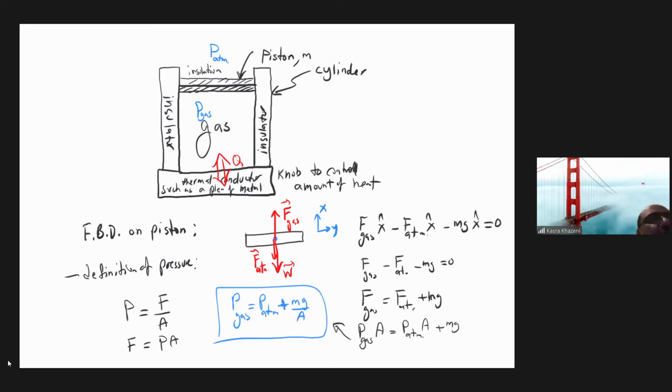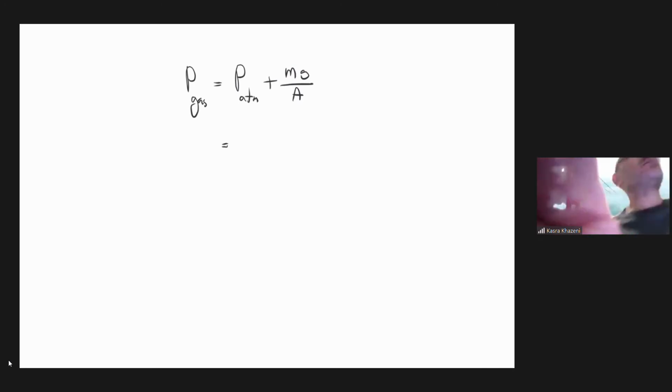So you see, if I have a piston with some mass there, I have the pressure. Now I have a relationship between the pressure of the gas inside the cylinder and the pressure outside, which is the atmospheric pressure. That's the equation that relates these two. Let's look at this a little bit more carefully. So P of the gas is P of the atmosphere plus mg over A. And of course, the atmospheric pressure is known.